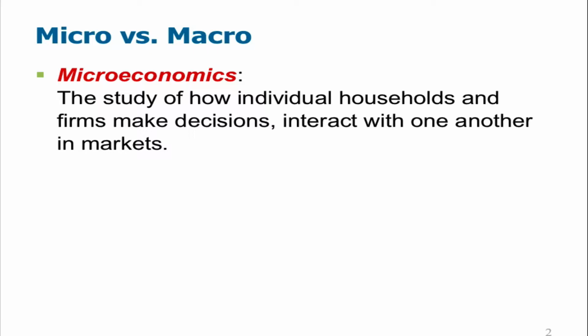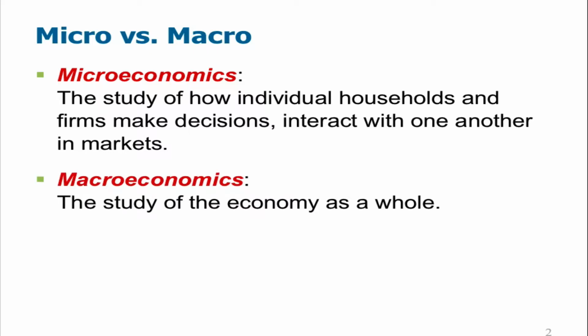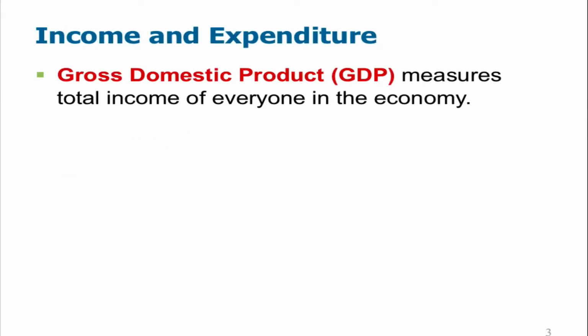macroeconomics, but just as a refresher, microeconomics deals with the individual household, and how they make decisions, the individual firm and how they make decisions. Macroeconomics is about the whole economy, the whole big picture. Gross domestic product measures the income of everyone in an economy.